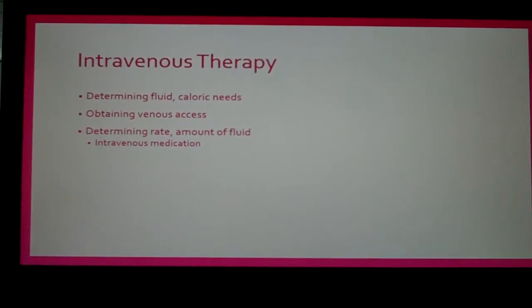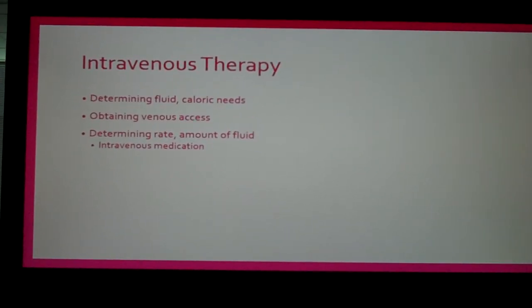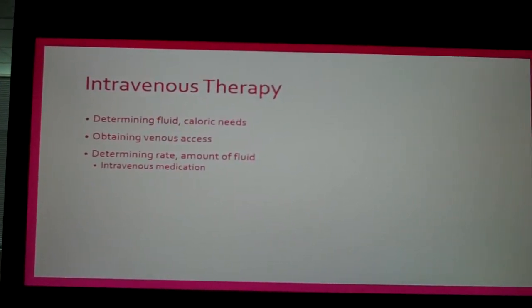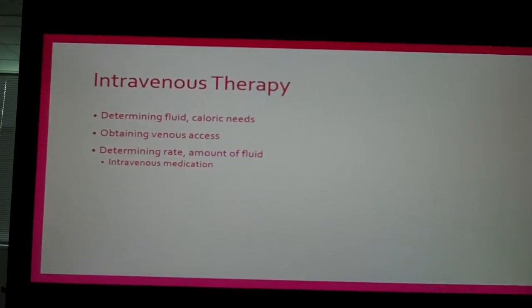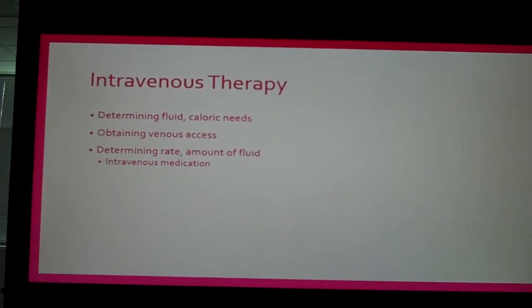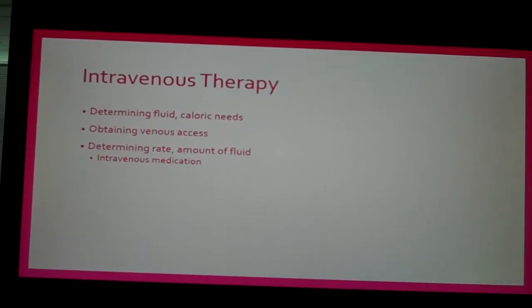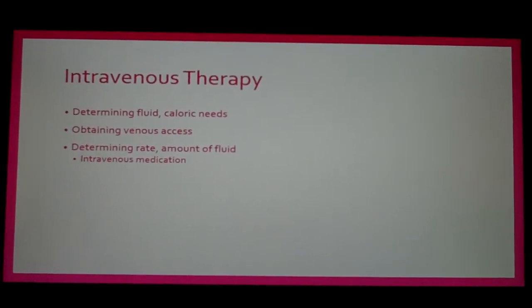For venous access in children, consider the dorsal surface of the hand or flexor surface of the wrist. Consider leg and foot veins and scalp veins. And remember to cover the IV site and use an arm board if it's in the arm.